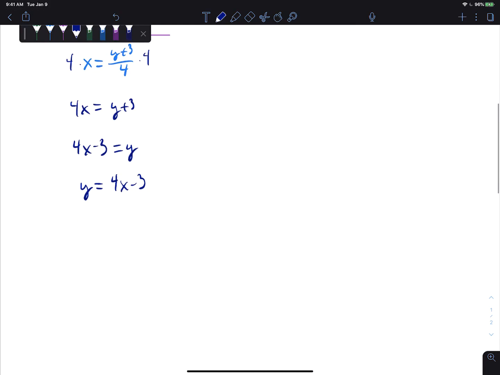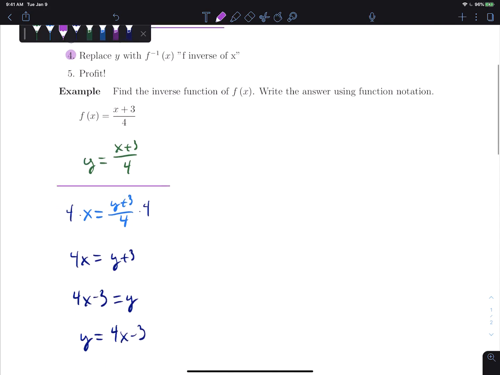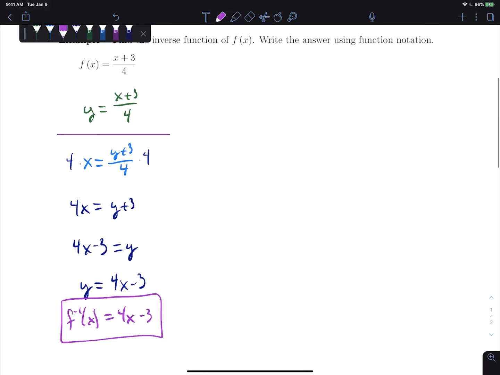Good deal. Now, the next step, which is basically the last step here, is to replace the y with f inverse of x. So now we're going to say f inverse of x is equal to 4x minus 3. And this is the inverse function.